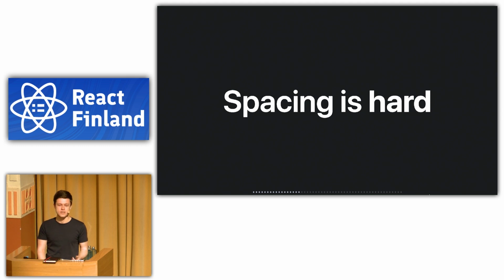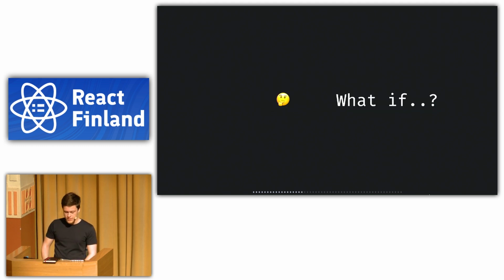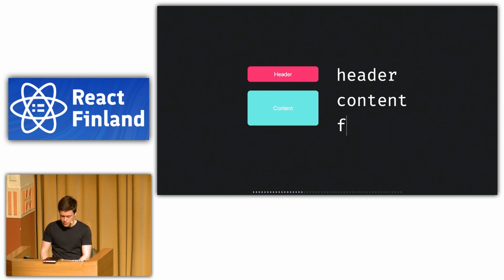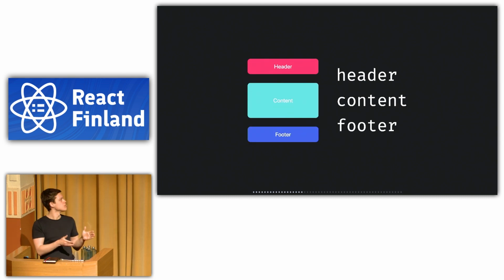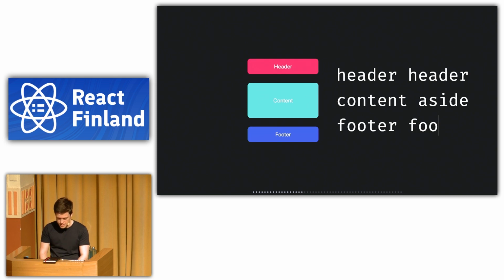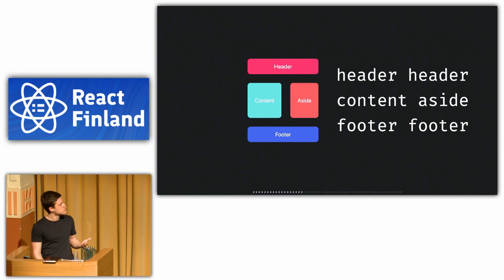Bottom line, spacing is hard. It's always been, and I think it shouldn't have been. I was thinking, what if we can define relationship between our components using some sort of abstract syntax? Just kind of write that I want a header, and I want a content, and a footer. And I would get this one-column layout, just using some words. And maybe I want to complicate things a little bit, just have 2 columns of things, like with aside and footer. That would be cool.